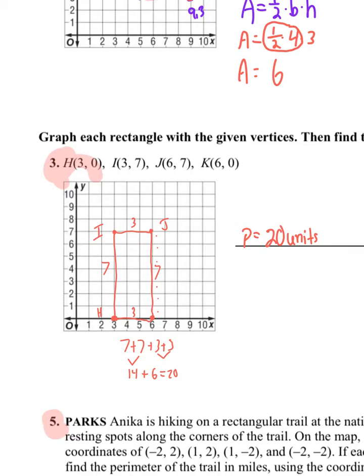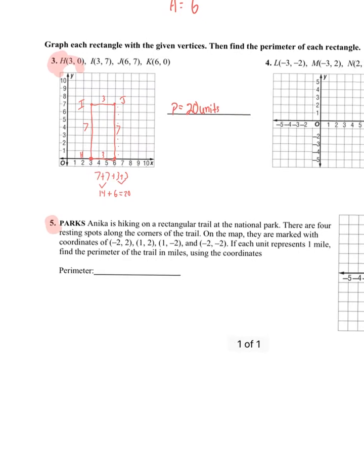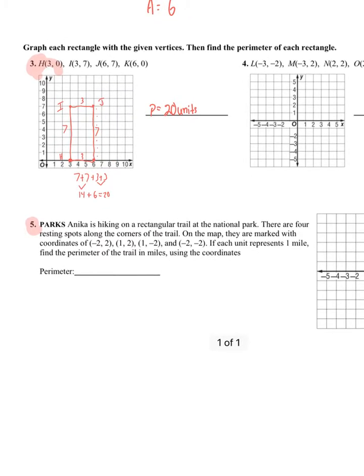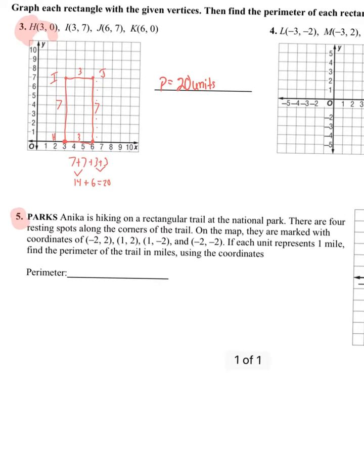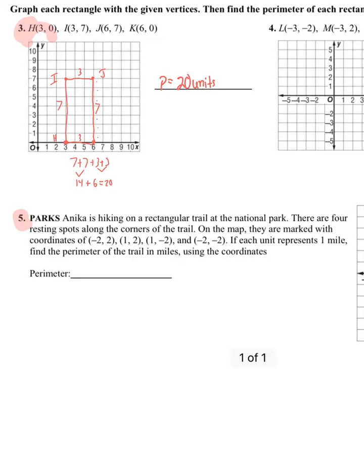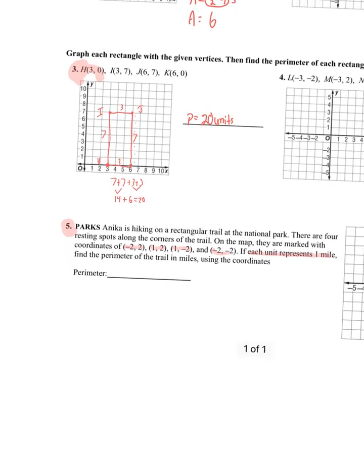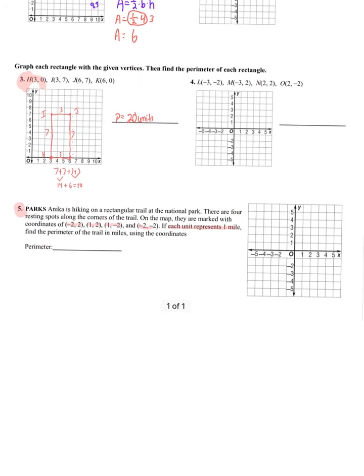Last one you're going to do with me is we're going to go down to 5. Now in 5, let's read it and see what it says. It says, Annika is hiking on a rectangular trail at the national park. There are 4 resting spots along the corners of the trails. On the map, they are marked with the coordinates of here, here, here, and here. If each unit represents 1 mile, so that's important here, find the perimeter of the trail in miles using the coordinates. Okay, so now let's go over, we'll graph those points.